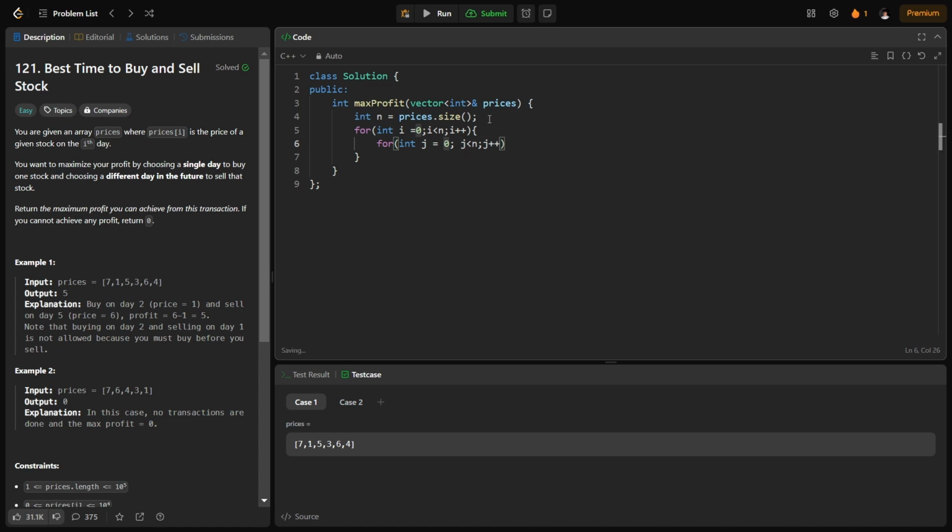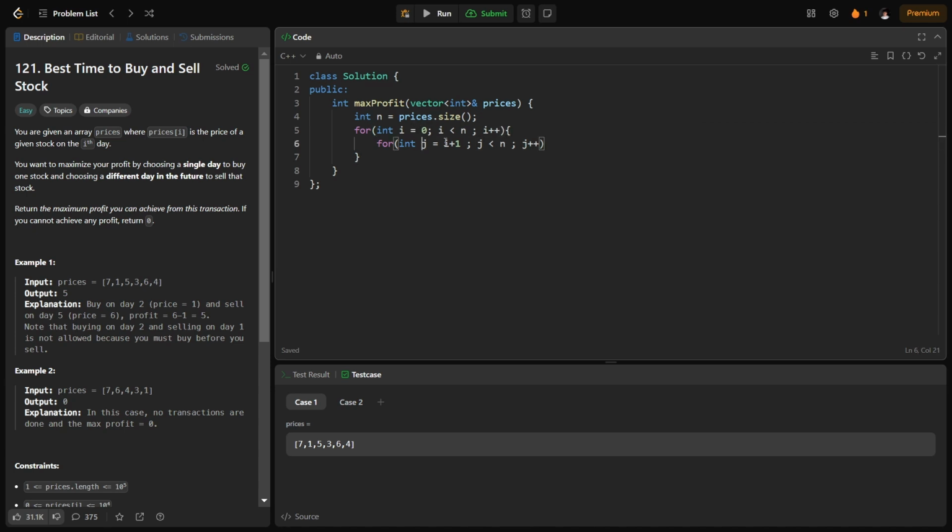Anyways, let's say i is the day you buy, and j is the day you sell. So j cannot start from 0 because j should start from i plus 1. Why is this the case? Because if you consider i, and you buy and sell on the same day, that means you have a profit of 0. Therefore, it's better you don't buy it at all, right? So why go through the trouble of buying and selling?